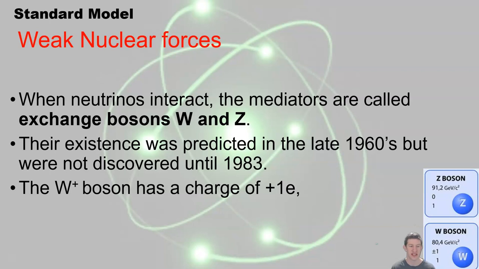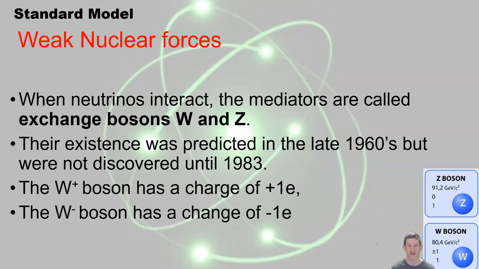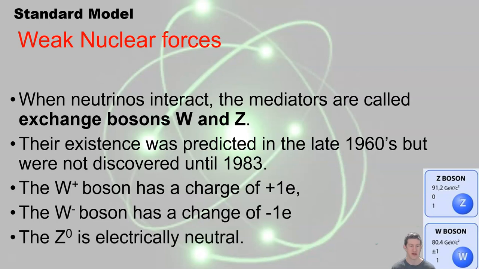The W plus boson has a charge of +1e, so it's the positive electron. The W minus has a charge of -1e, so the charge of an electron. The Z0 is electrically neutral. So basically within those two exchange particles, we've got a W plus and minus, and we've got a Z0, which is just neutral.